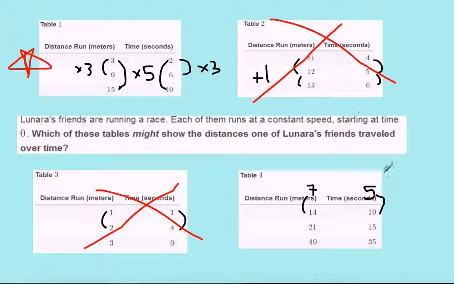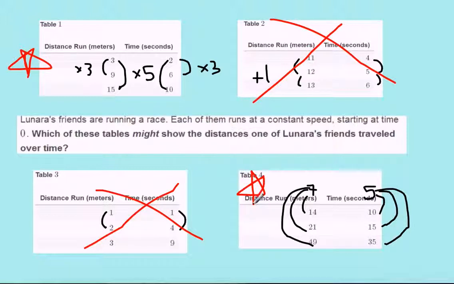Now let's see if we can connect these to the other ones. 5 times what is 15? That was times 3. 7 times what is 21? That's times 3. 7 times what is 49? That's times 7. 5 times what is 35? Also times 7. So in this case, you could have table 4 as an option as well. So that's our brief overview of ratios and how you can use them in some of the problems you might see.